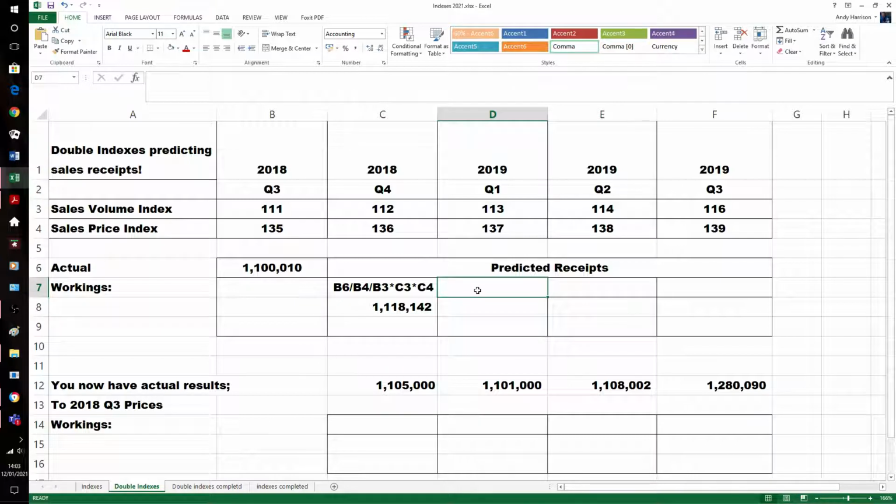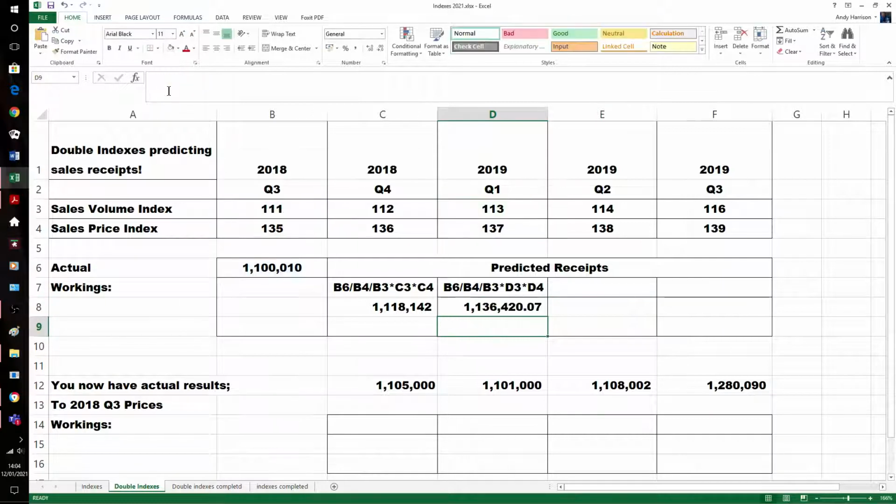So very similar pattern. It's still going to be B6 and then it's going to be times D3, D4. Going to cheat now. Just click there. Just type the equals sign in. Equals B6 divided by B6 divided. And you can see the expected is going up.